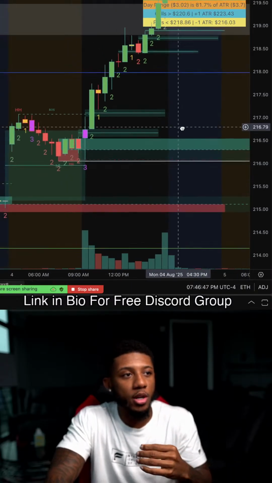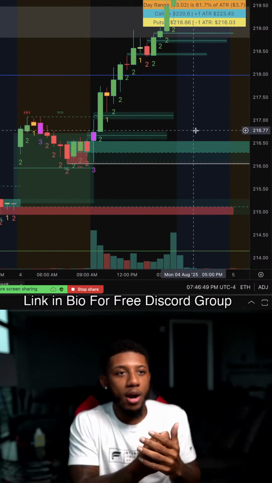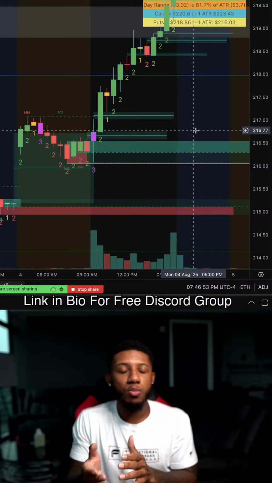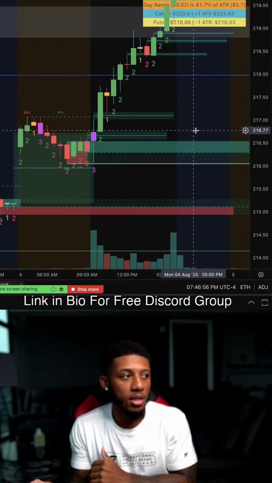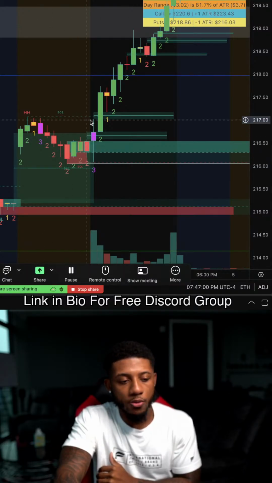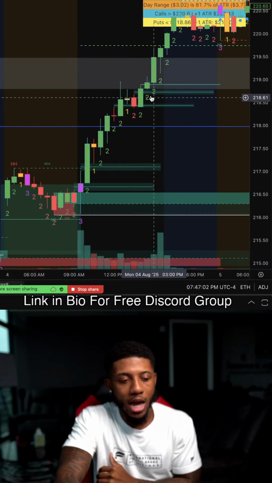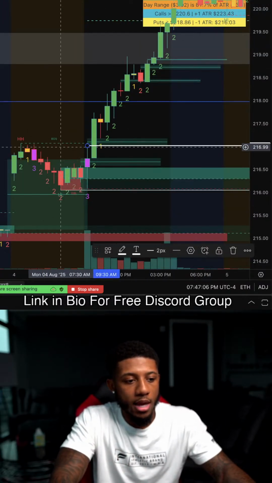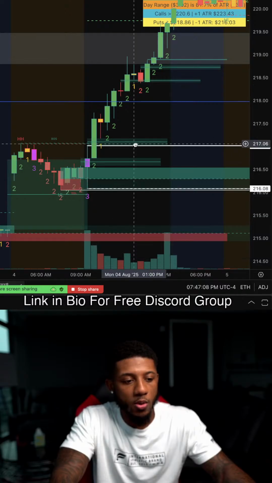So what are you doing? You're looking at it and saying, okay, price is coming back near a key level. Now, what does price want to do around this key level? In this scenario, it bounced from this level and then pushed higher the rest of the day. So our setup here would have been what's called a 3-2-2 continuation.